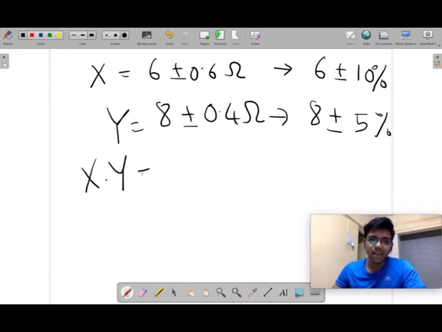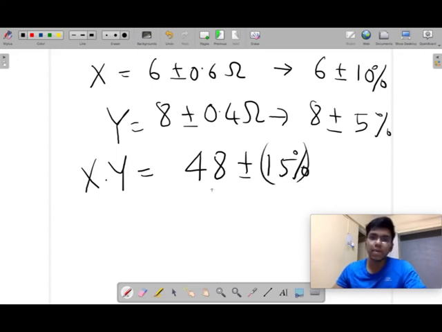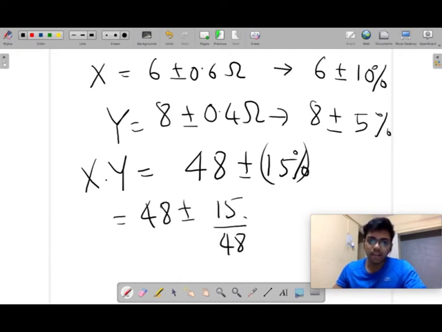X into y would be, you multiply these two first, 48 plus or minus 10% plus 5%, that's 15%. Remember this. So if I were to write the quantity xy, it would be 48 plus or minus 15 by 100 into 48. This is the absolute error now. Same with x by y. X by y would have been 6 by 8 plus or minus 15%.